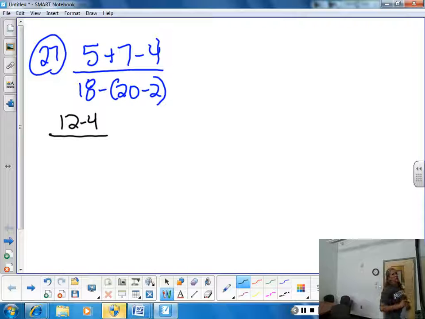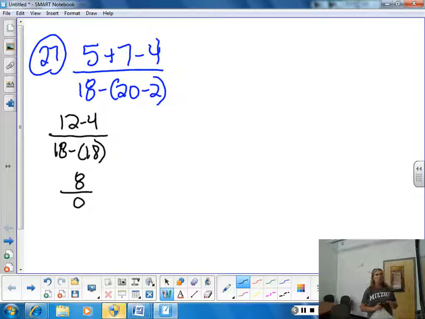On the bottom, I'm going to do inside the parentheses first. 20 minus 2 is 18. Continuing on the top, 12 minus 4 is 8. On the bottom, 18 minus 18 is 0. What is this? Is this 0 or undefined?